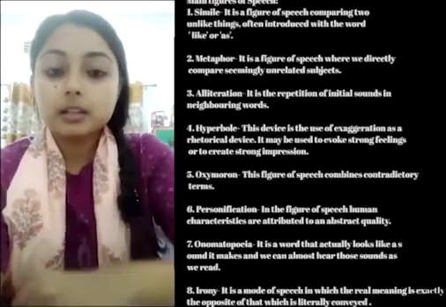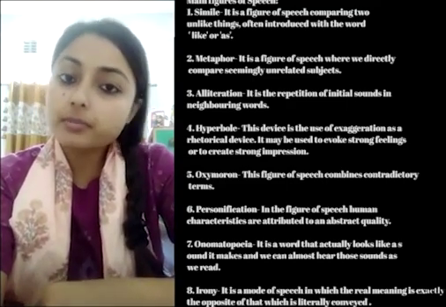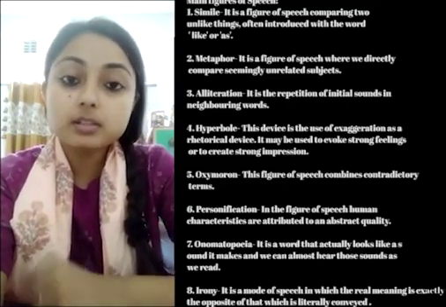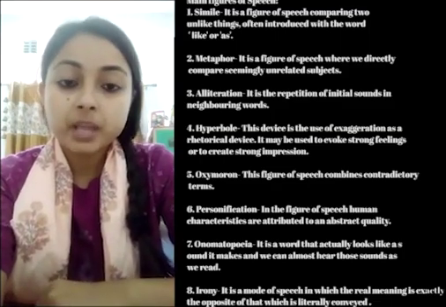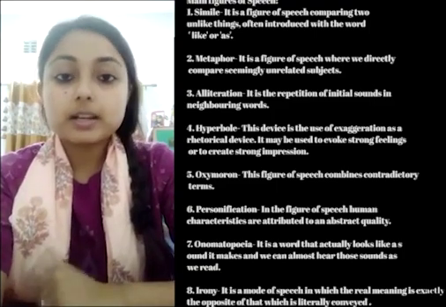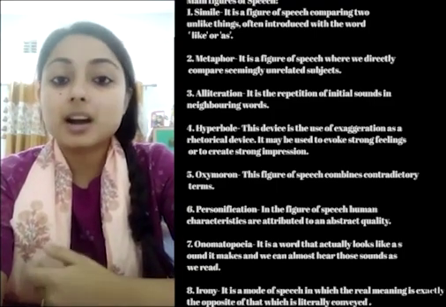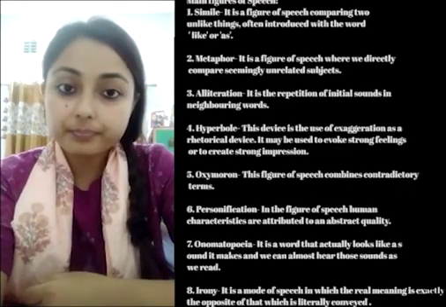Now we will learn about oxymoron. Oxymoron is a figure of speech that combines contradictory terms. For example, dark light, living dead, etc.